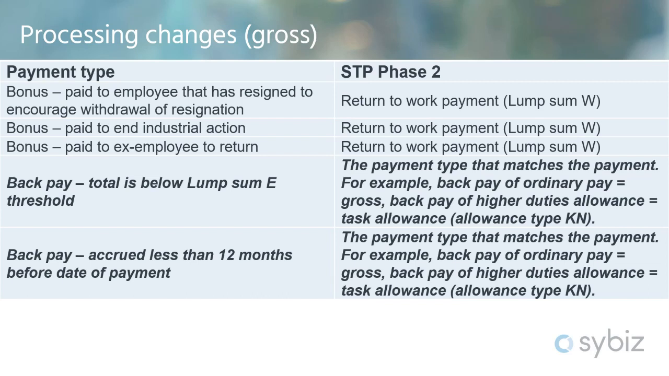From a lump sum E point of view, this is another thing where the ATO are now noticing more mistreatment of lump sum E, where people have thought lump sum E is just purely back pay, but in a lot of senses it is back pay only in certain circumstances that is greater than 12 months from the date of actual payment. So just bear in mind that if it's not a lump sum E, then it's essentially whatever the pay items are that should have been paid, whether that's an allowance or an earning, that's how it needs to be paid when you're doing a back pay that doesn't qualify as a lump sum E.